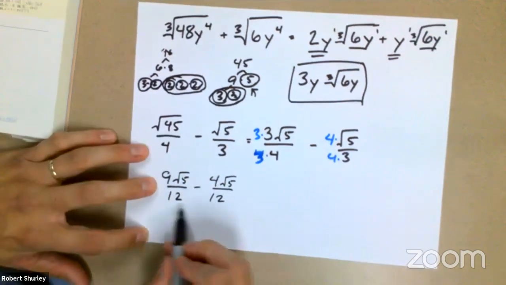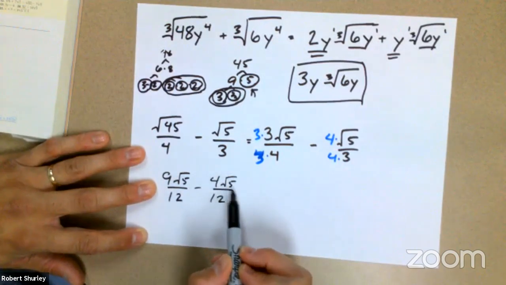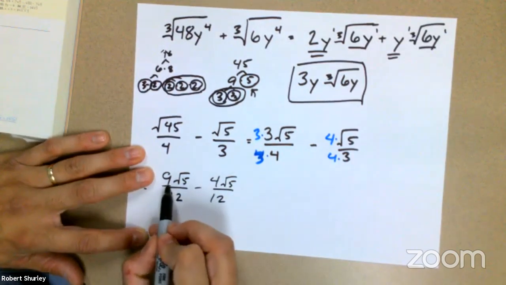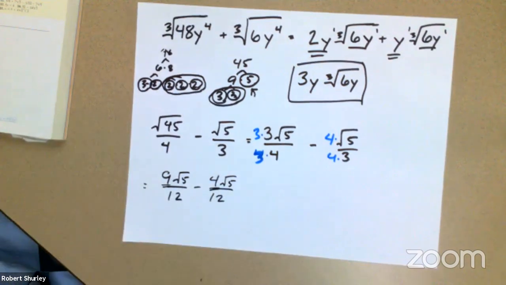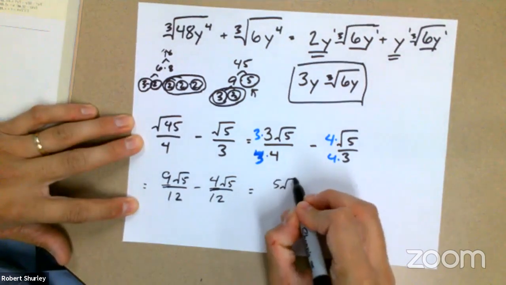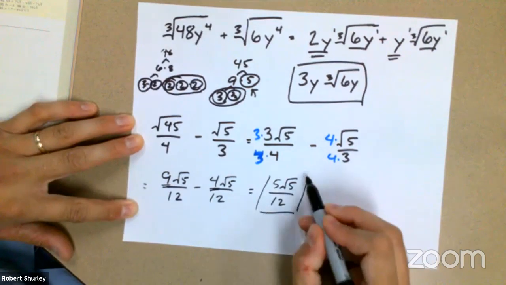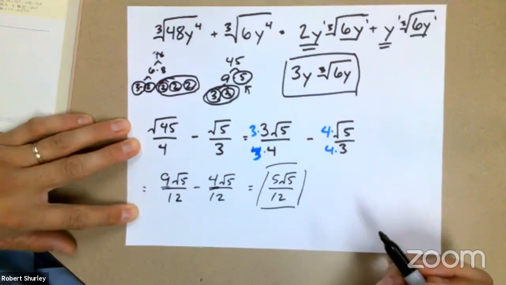And now look, we've got common denominators. We also have like radicals, right? Square root of 5, square root of 5. So that means really we can subtract the 9 and the 4 together, okay? 9 minus 4 is 5. So this one ends up being 5 square root of 5 over 12. Boom. Okay.